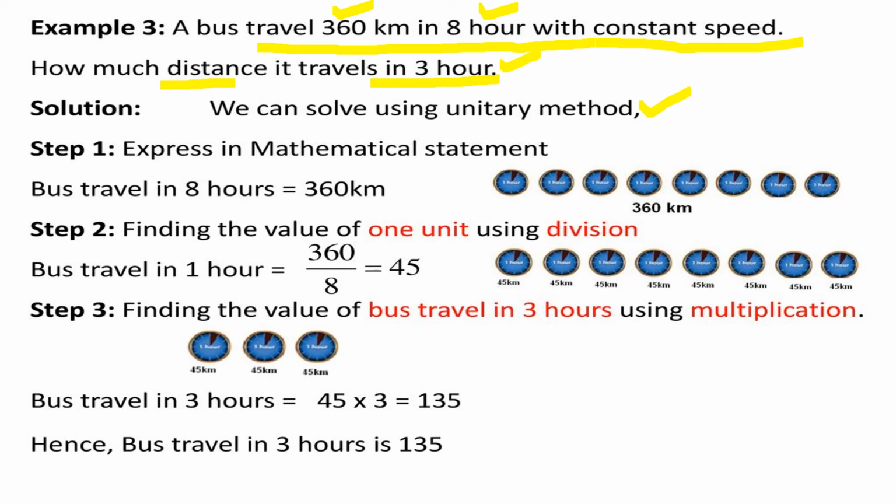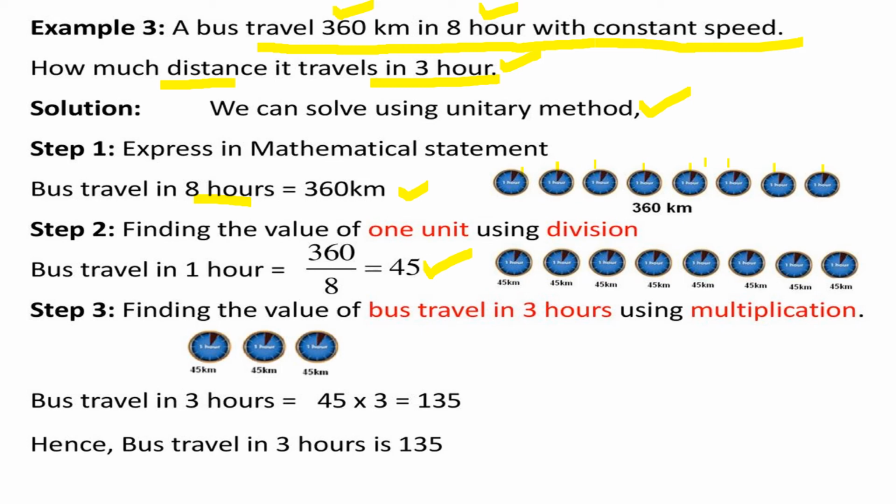Now step 1. The bus travels 8 hours in 360 kilometers. So I have drawn 8 hours here. How many clocks are on the speedometer here? 4, 5, 6, 7, 8. So I have drawn 8 here. Now find the value of 1 unit by using division. We want to find only 1 unit, which means we have to divide by 8 because it is 8 hours. So 360 by 8, then the bus travels 45 kilometers in 1 hour.